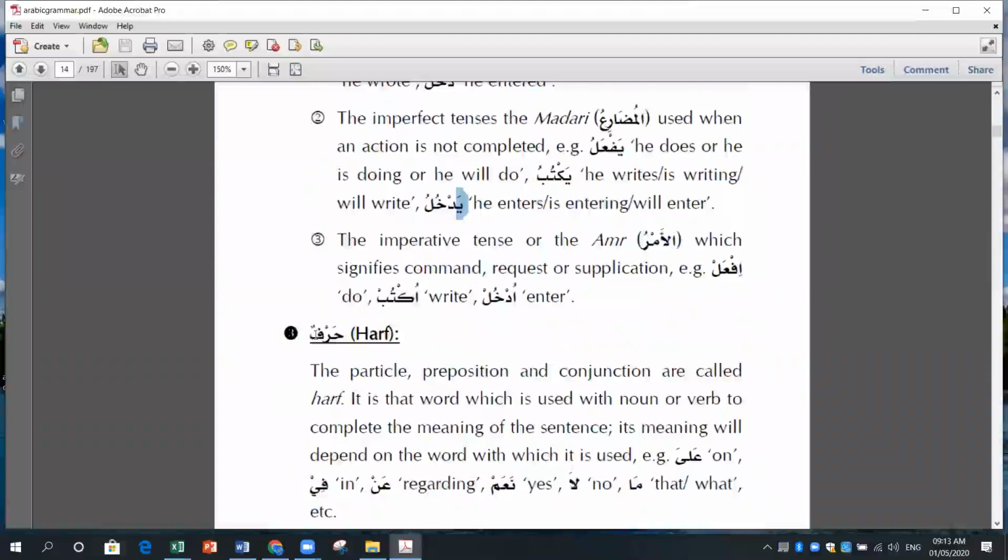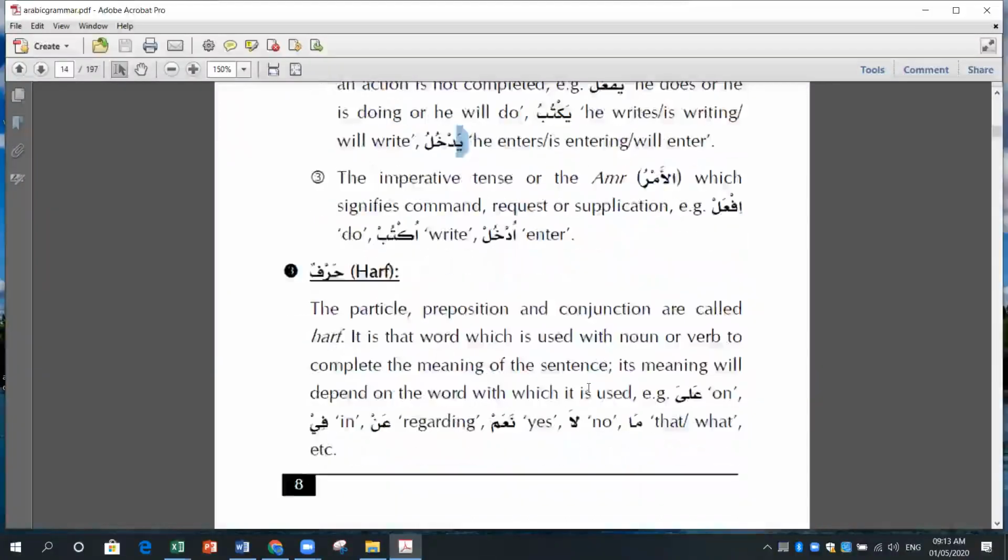The next is harf. This also we touched on last class, but we'll go a little bit more. The particle, preposition, and conjunction are called harf. Any of them, all of them, are called harf. They don't have their own meaning, but its meaning will depend on the word with which it is used, like prepositions in English. They keep changing their meaning depending upon how and where they are used.